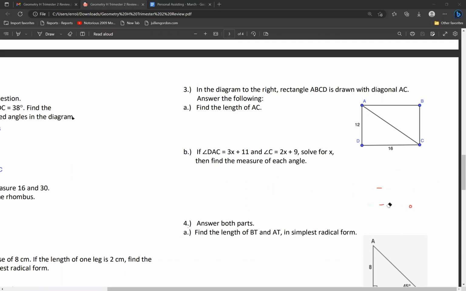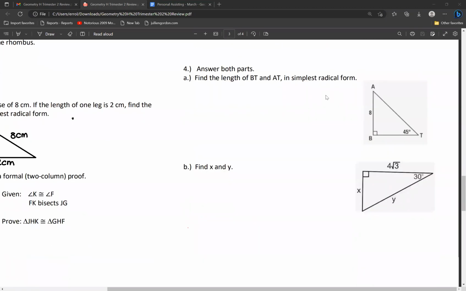All right. You want to do 4? All right. 4, answer both parts. Find the length of BT and AT in simplest radical form. All right. How are we going to do that one?